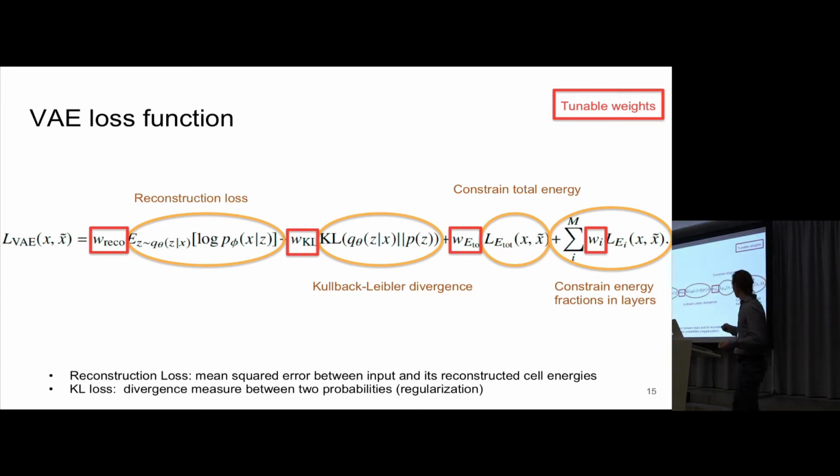So you have the standard reconstruction loss based on the mean squared error. You have, as a regularizer, the KL divergence. And then, in addition, we add 2 terms to the loss function. The first one is to constrain the total energy deposited in the calorimeter, and the second one is to constrain the relative energy fraction in the 4 individual layers. They are all associated with individual weights that we can now tune and optimize on.